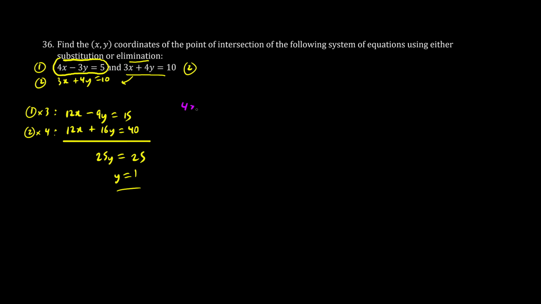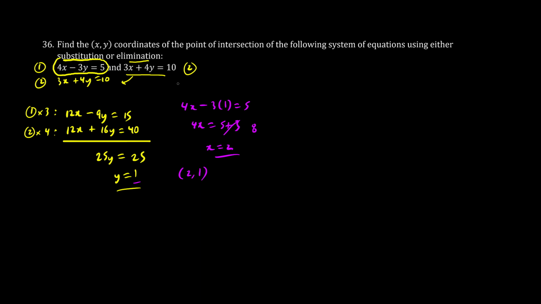So we have 4x minus 3y, which we just figured out is 1 here, equals 5. 4x minus 3 thrown over becomes 5 plus 3, which is 8. Divide both sides by 4, we have x equals 2. So we have the coordinates of the point of intersection as 2, 1.